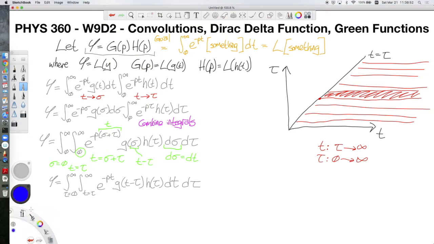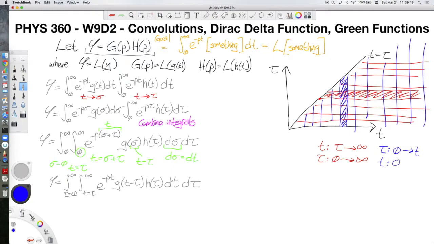To reverse the order of this, we instead want to find a chunk like this, and then add up these vertical strips instead to account for the same total area at the end of the day. So with this setup, first we integrate tau from 0 to t, and then we integrate t from 0 to infinity.